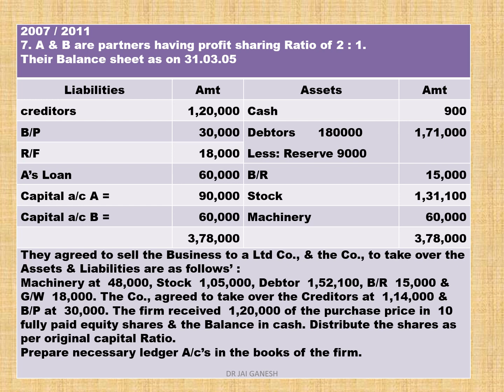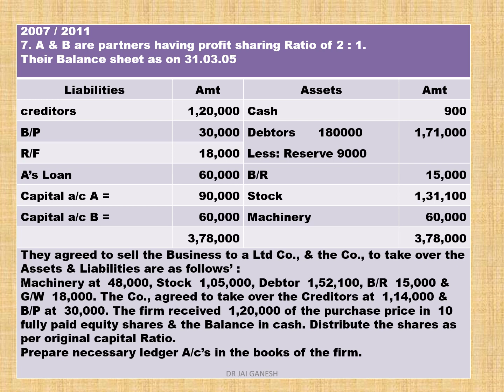They agreed to sell the business to a limited company and the company to take over the assets and liabilities as follows. Machinery taken over at 48,000, stock at 1,05,000, debtor at 1,52,100, BR 15,000, goodwill 18,000. The company agreed to take over the creditors at 1,14,000 and bills payable at 30,000.